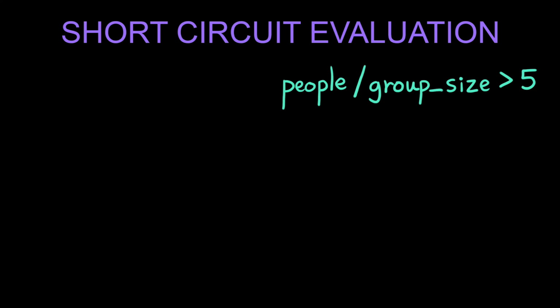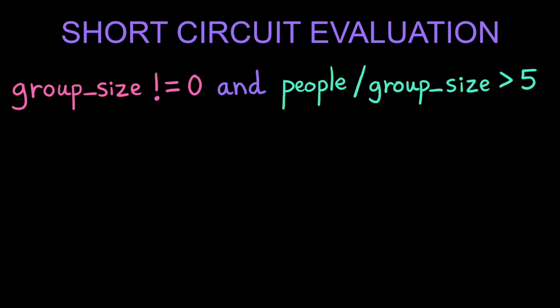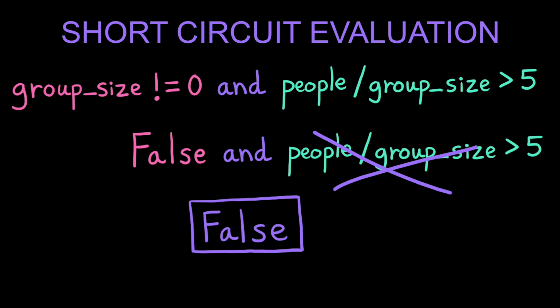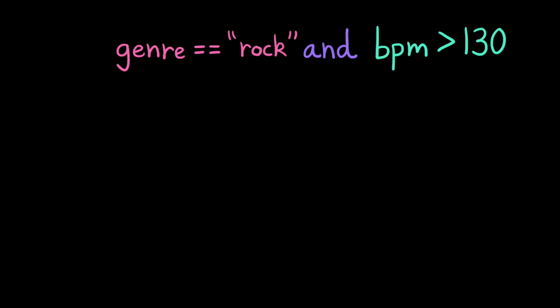To solve this, we can check that group size doesn't equal 0 first. If group size is equal to 0, the left-hand side will evaluate to false, and the computer will short circuit. It'll jump to the conclusion that the whole expression must evaluate to false and won't bother evaluating the right-hand side, thus avoiding the division by 0. We can use this pattern across our programs, taking advantage of short-circuit evaluation to check for preconditions that allow us to avoid possible errors. Last bit, what about the NOT operator?